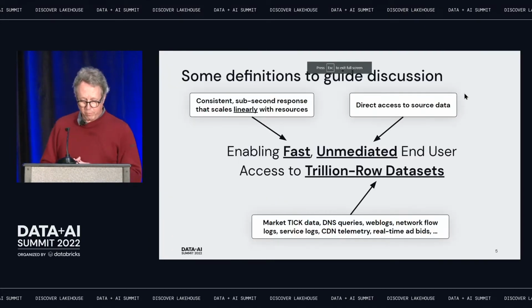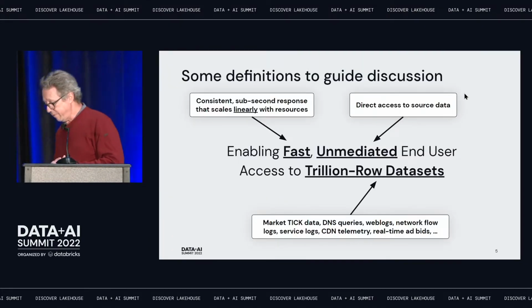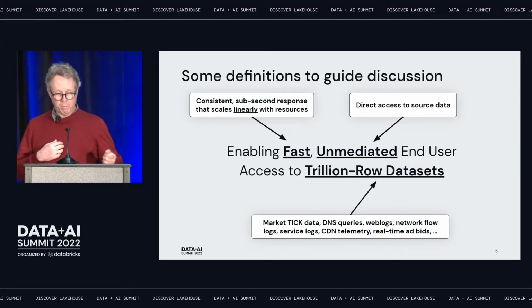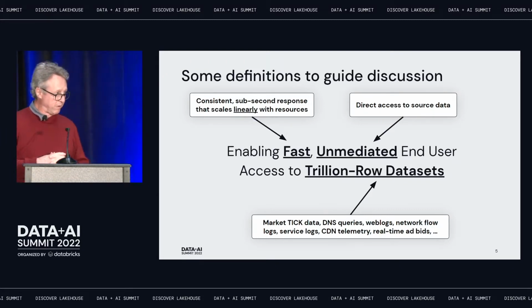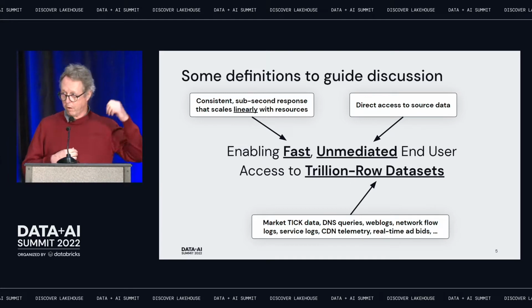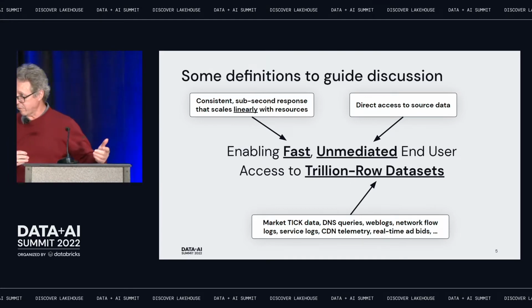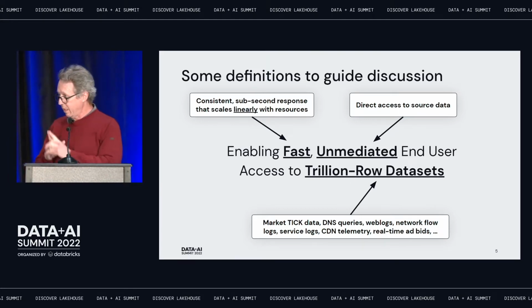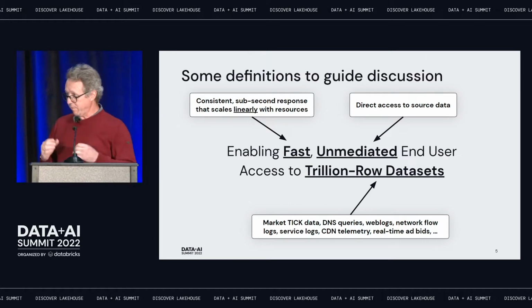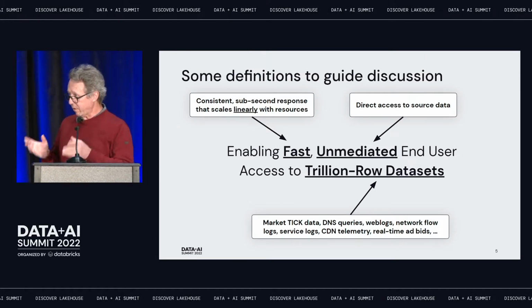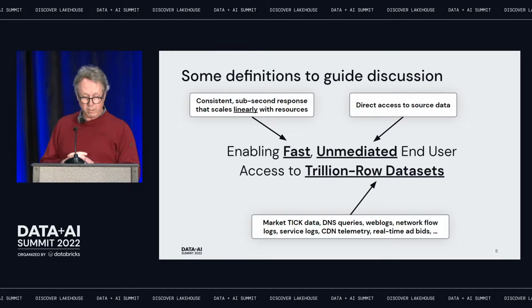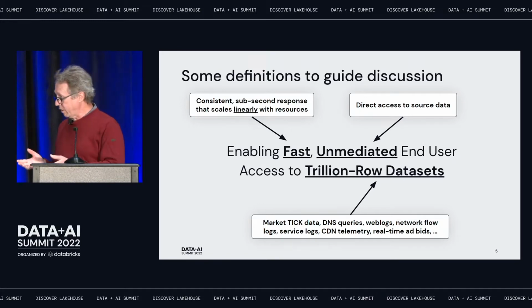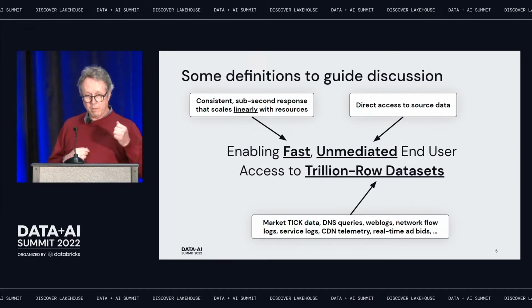So first of all, just some extensions on the definitions. What do we mean by fast? In the types of applications that we're dealing with, which are generating metadata for trading systems in financial services, getting real-time information about service logs to diagnose faults in cloud systems, managing content delivery networks, what we mean is consistent sub-second response. Not only that, but it scales linearly with the applied resources.